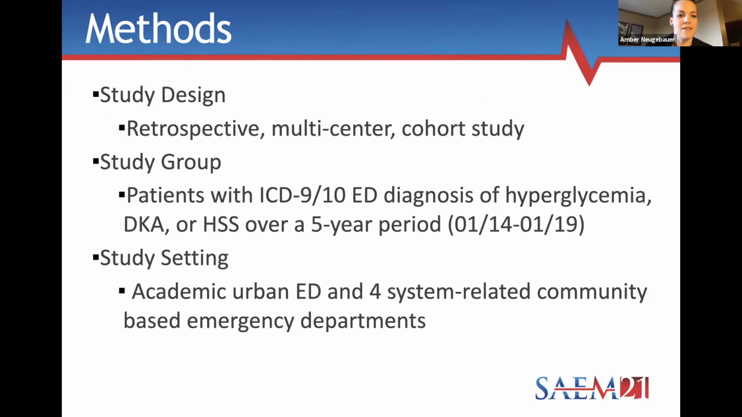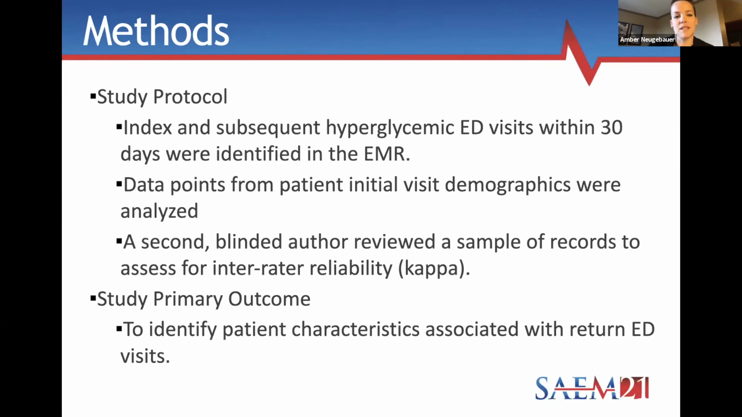By way of methods, our study design was a retrospective multi-center cohort study. The study group were patients that were identified with an ICD-9 or an ICD-10 diagnosis of hyperglycemia, DKA, or HHS over a 5-year period of time. The study setting was an academic emergency department in an urban setting, and 4 system-related community-based emergency departments. The study protocol was index visits and subsequent hyperglycemic ED visits within 30 days were identified in the EMR.